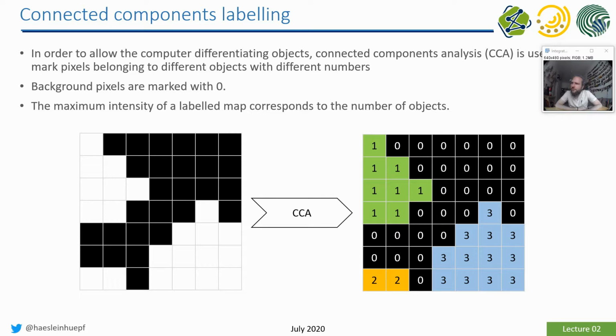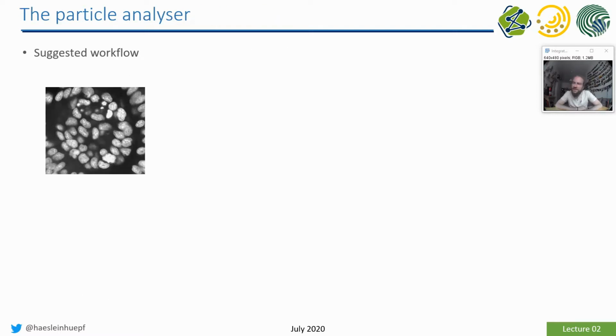And one nice hint, which is sometimes relevant in image processing: if you want to know how many objects are there in this image, it is actually equal to the maximum intensity in this label image. So if you measure the maximum intensity in the image on the right, it's 3, because there are 3 objects in there.